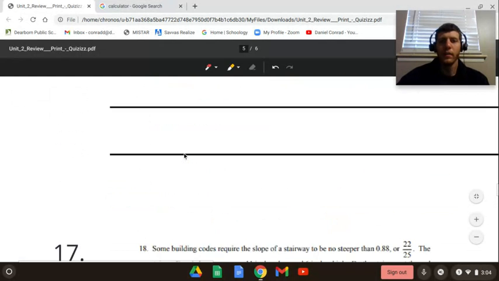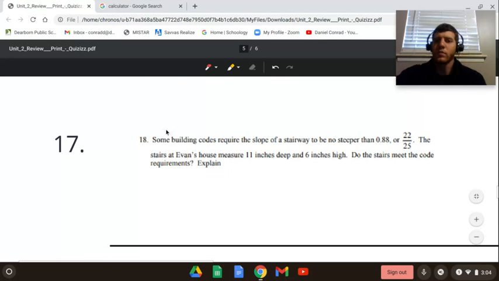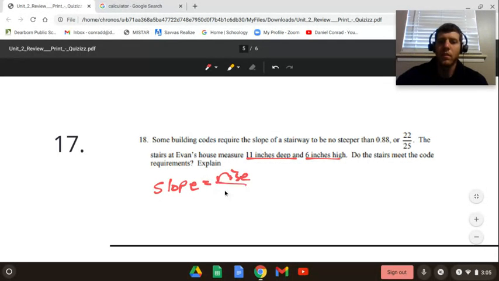Okay. And then the last question on here, some building codes require the slope of a stairway to be no steeper than 0.88 or 22/25 as a fraction. The stairs at Evan's house measures 11 inches deep and 6 inches high. Do the stairs meet the code requirements? Explain. So let's find the slope. So slope is rise over run. Right, so 6 over 11, right? So high is the inches and then deep is your run.